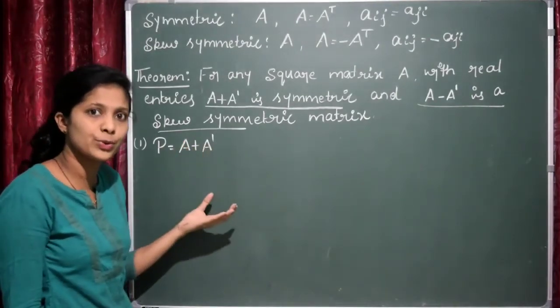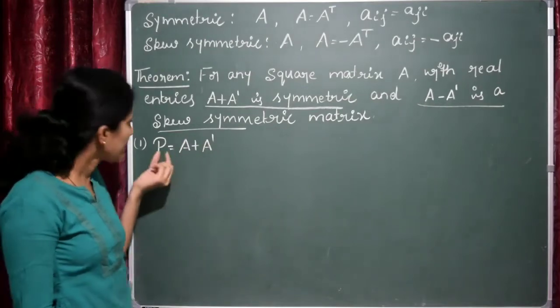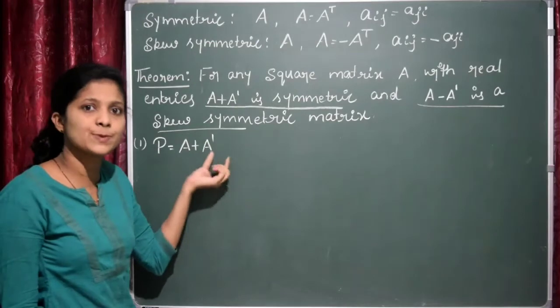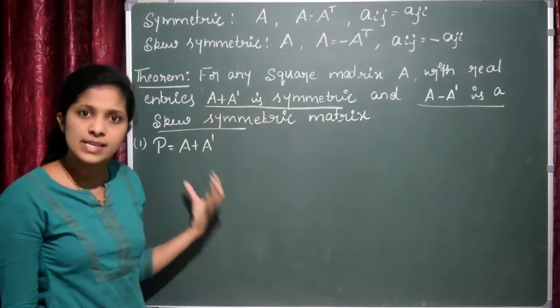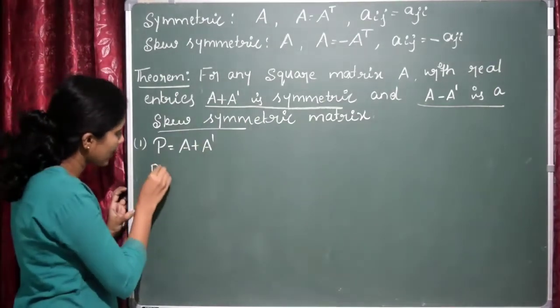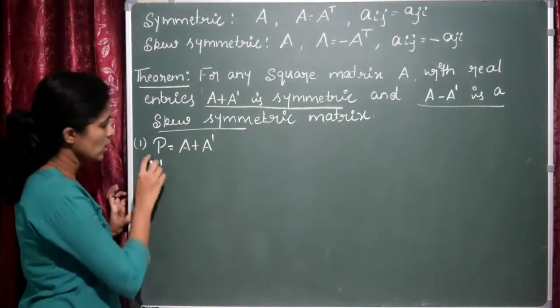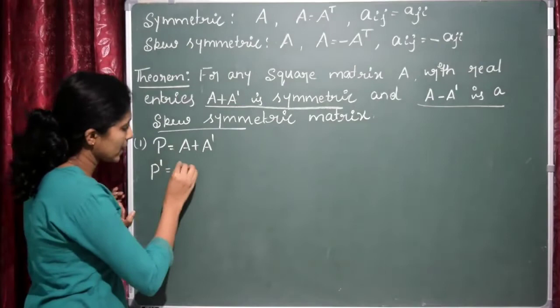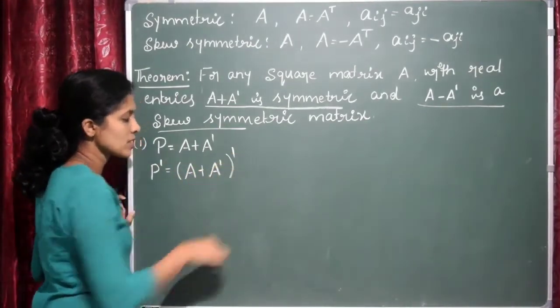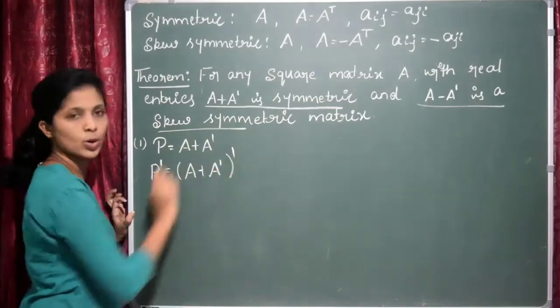For that, what do you have to do? How to prove it is symmetric? P should be equal to P transpose. If P is equal to P transpose, then directly we can say that it is symmetric. We have considered P is equal to A plus A dash. Now I will find the P transpose, P dash, or you can write T. P dash will be equal to A plus A dash whole transpose.